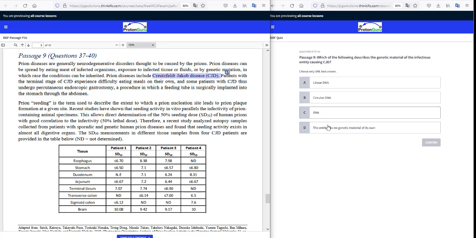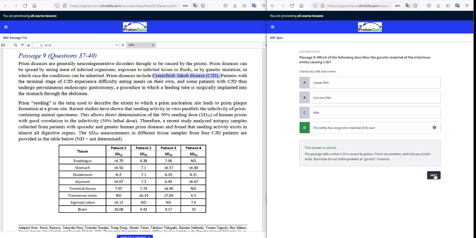So this is more a question, knowing that CJD is caused by prions from the passage, about what prions are. So do prions use for their genetic material linear DNA, circular DNA, RNA, or do prions not have any genetic material of their own? Well, what are prions? We have to think back to our definitions. Prions are proteins. They don't have any nucleic acids, so we couldn't have any of these answers A, B, or C. The entity has no genetic material of its own, and scientists do not define proteins as being genetic material. So we would have to choose that as our best answer.